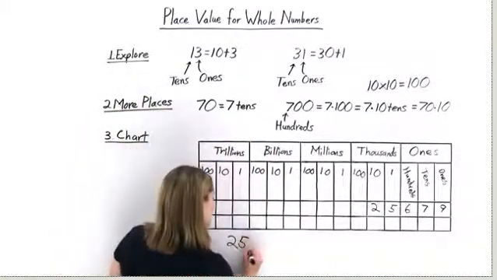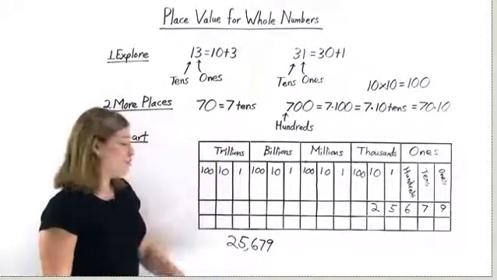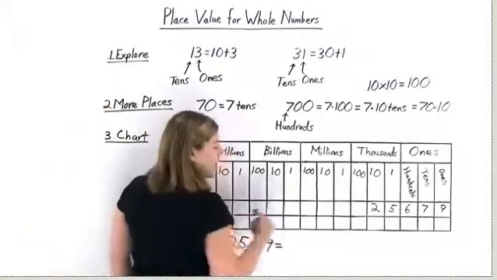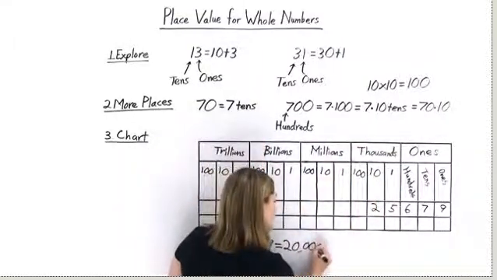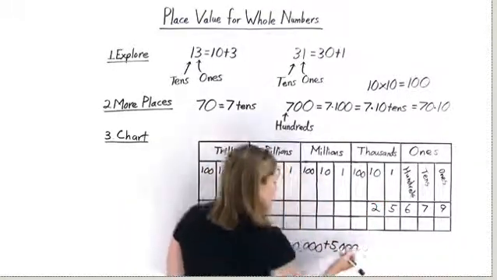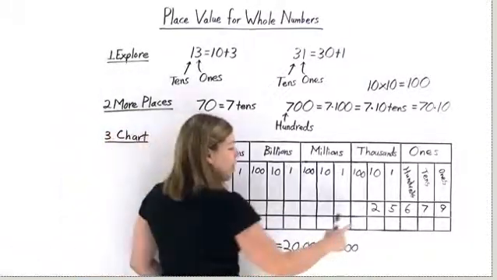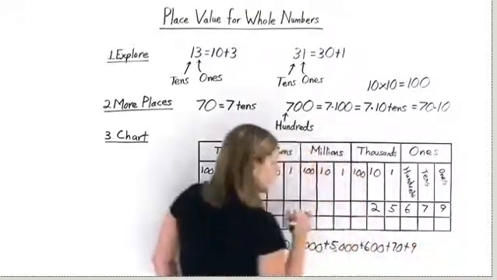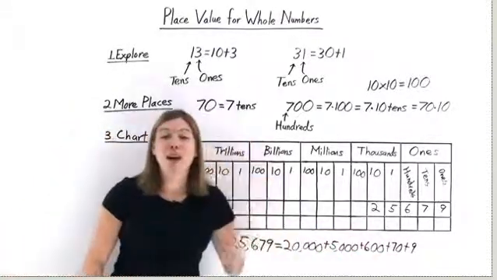If we write it out just like that, this is called standard form. But using this place value chart, we can take this number from standard form to expanded form. Again, this 2 is in the 10,000s place, so that would be 20,000. The 5 is in the 1,000s place, so that's 5,000. So we're seeing the value of each of those digits by writing it out like this. Then we add 600, then 70, and then 9. So now we've taken this number from standard form and written it into expanded form.